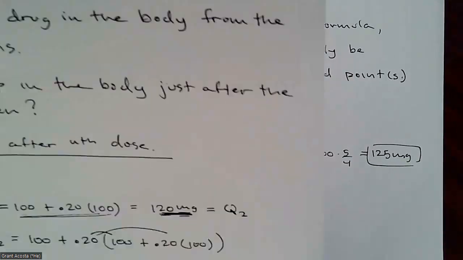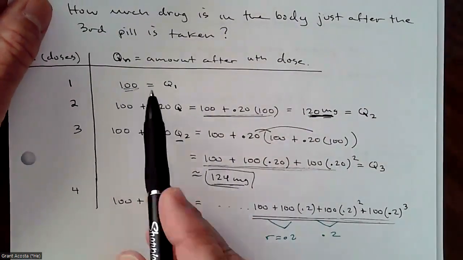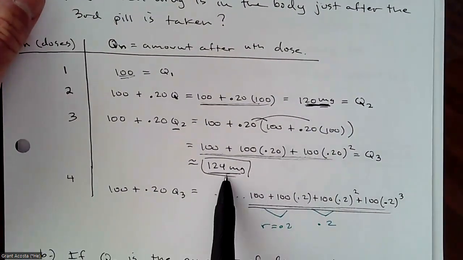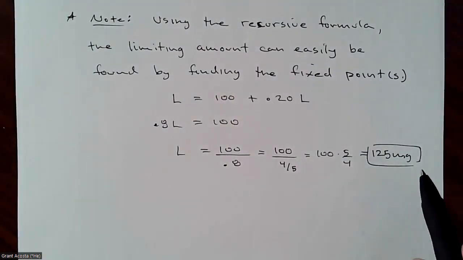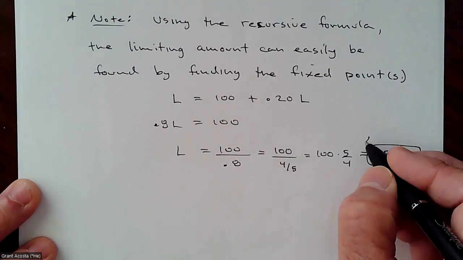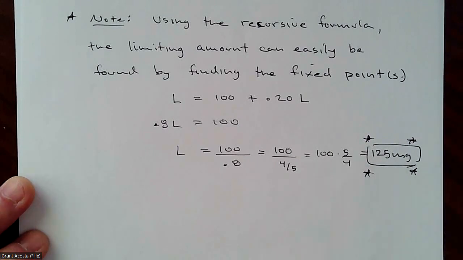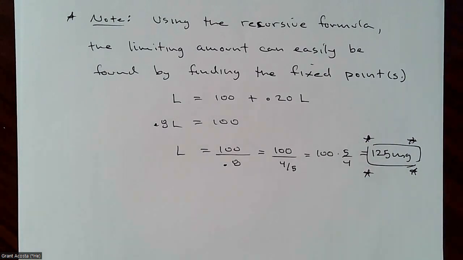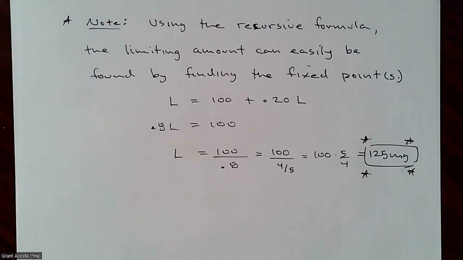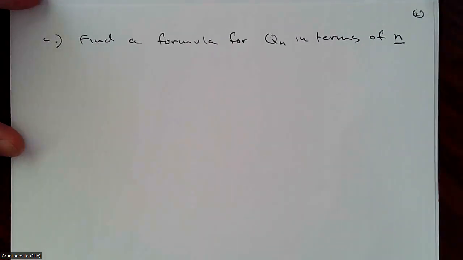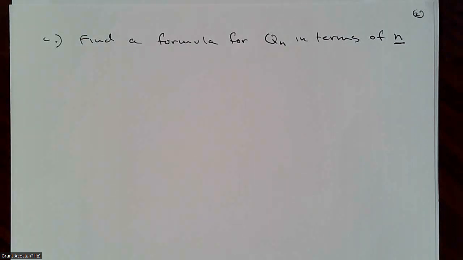Well, we did collect data, right? We started with 100, we got to 120, 124. So it certainly seems reasonable that this is going to be the limiting amount of drug in the body after an infinite amount of doses. However, the challenge on this problem is they want us to find a formula for the amount of drug in the body in terms of n.